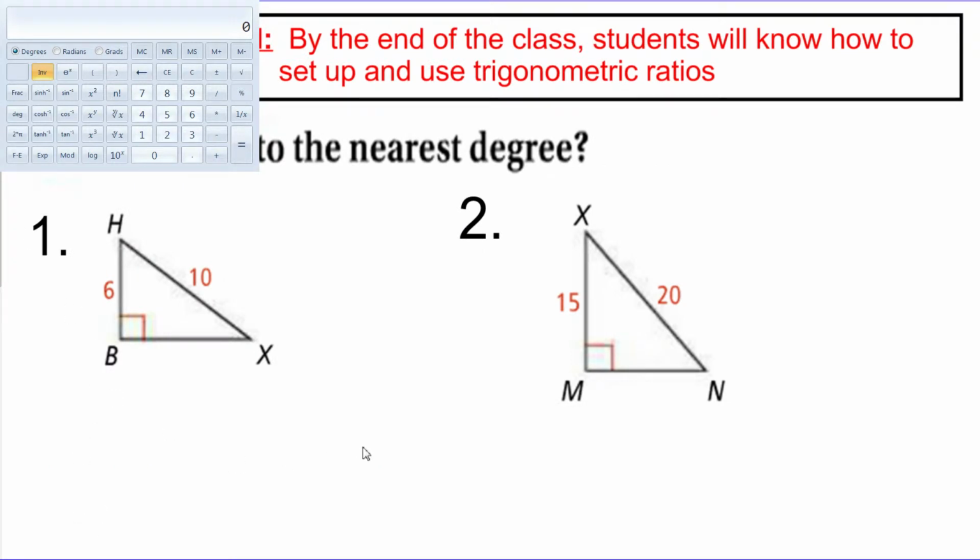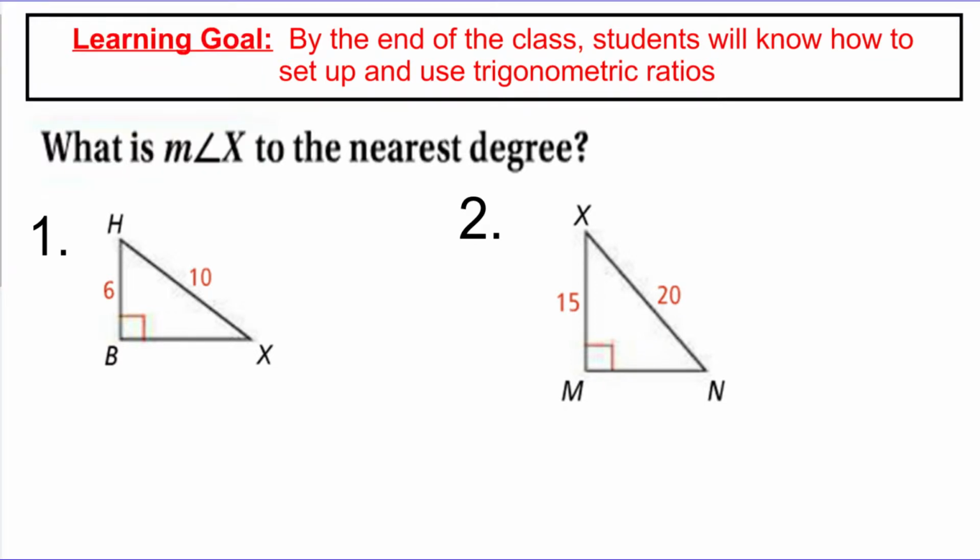In these particular examples, they're giving us two sides of the triangle, and they're asking us what is the measure of angle x to the nearest degree. So if we set up our trig ratio, our unknown quantity is going to be the angle. So let's figure this out.